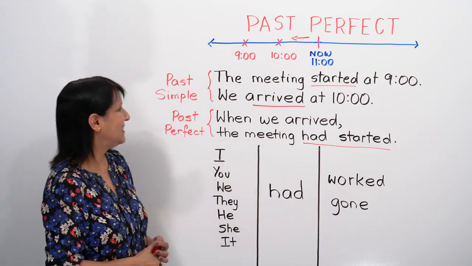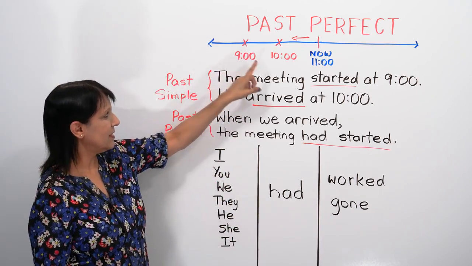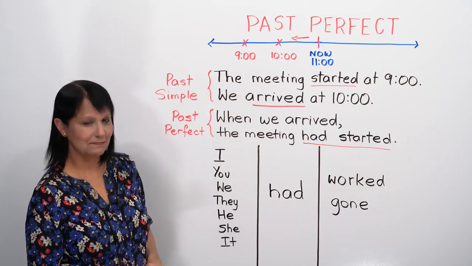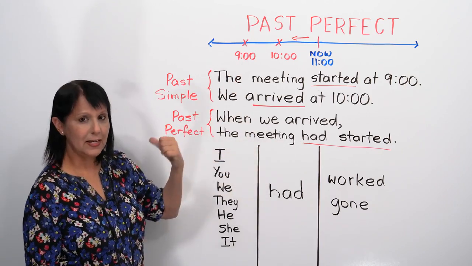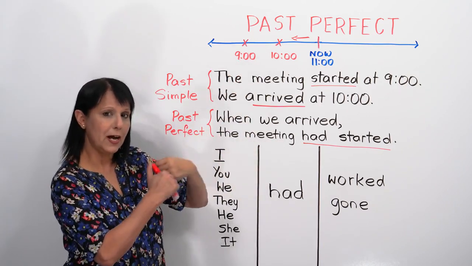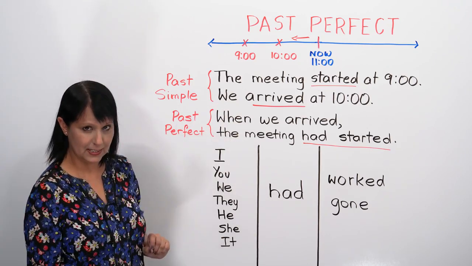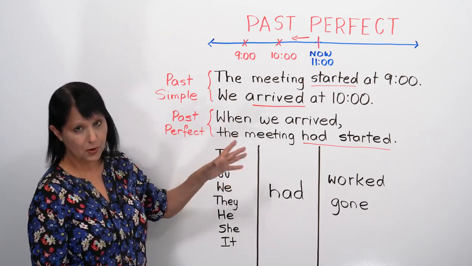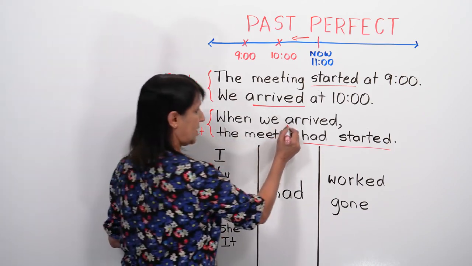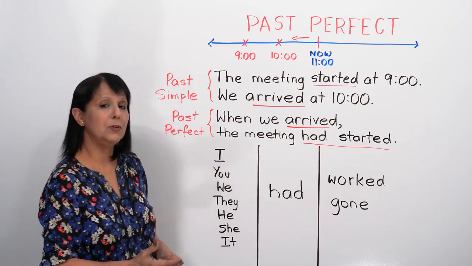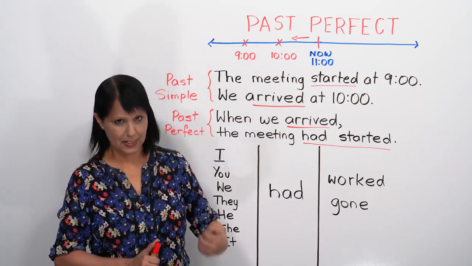All right? So in this case, what happened first? 9 o'clock or 10 o'clock? Okay? The meeting started at 9. That happened first. So whatever happened first, we express in the past perfect tense. The other part of the sentence, if you have it, can be just in the past simple tense. We arrived. But when we want to show what happened first, we use the past perfect tense.